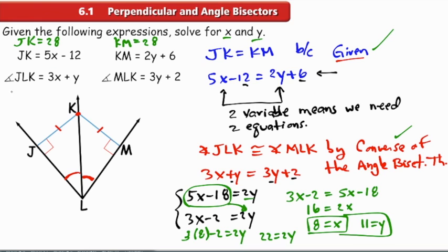And now we can check out our angle measures as well. 3 times 8 is 24, plus 11 is 35 degrees. And angle MLK, 3 times 11 is 33, plus 2 is 35 degrees. And we see that the angle measures are equal, which we expected from our converse theorem. Because all of these are in agreement, we should feel confident that we did this work correctly.